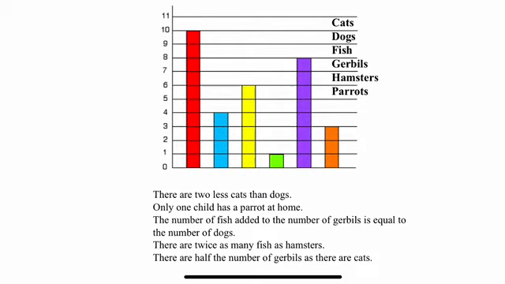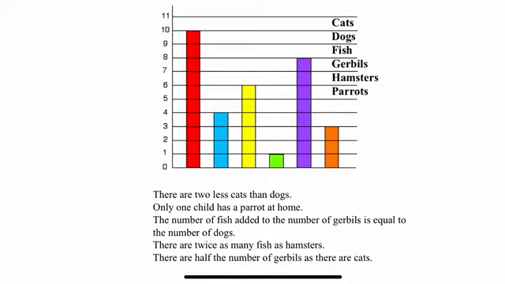Okay, so here's the information. There are 2 less cats than dogs. Only 1 child has a parrot at home. The number of fish added to the number of gerbils is equal to the number of dogs. There are twice as many fish as hamsters, and there are half the number of gerbils as there are cats.